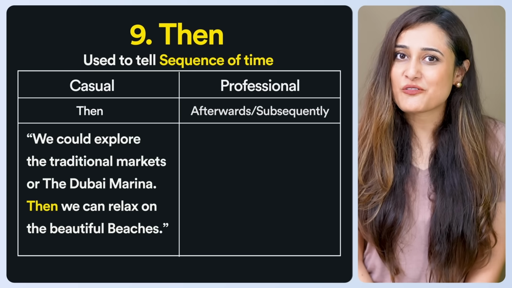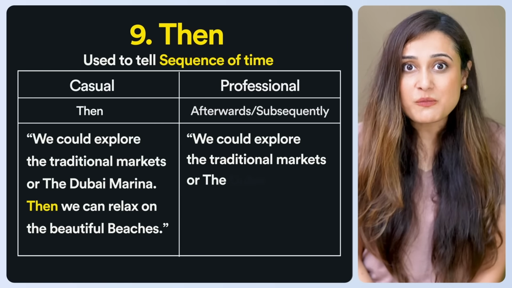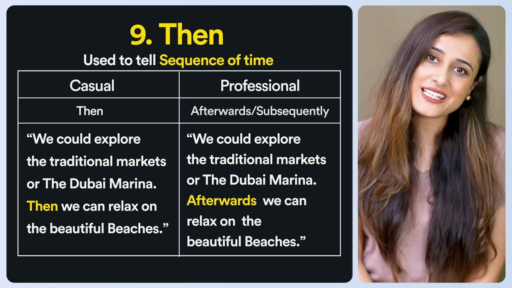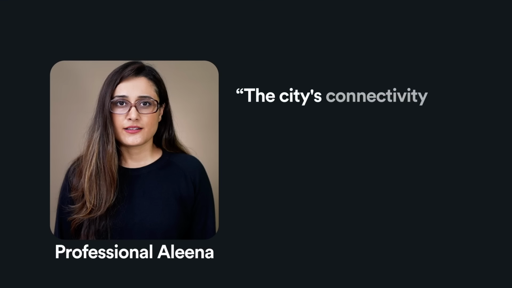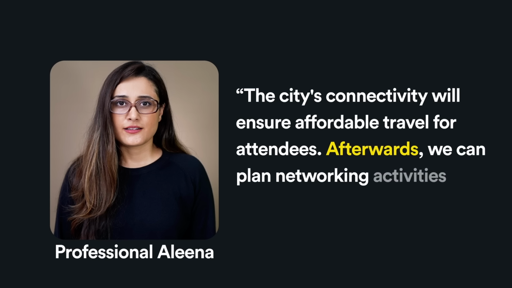Now let's see the professional usage of the word. We could explore the traditional markets or the Dubai Marina. Afterwards, we can relax on the beautiful beaches. The city's connectivity will ensure affordable travel for attendees. Afterwards, we can plan networking activities in the evenings. So you see how we are using these words to tell about the sequence of events in time.